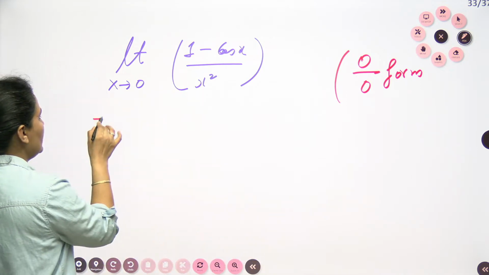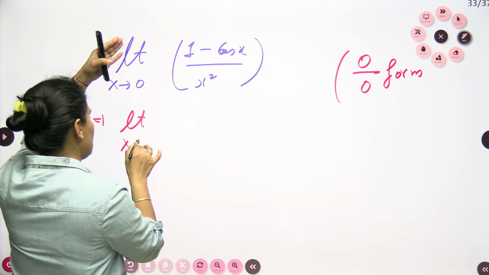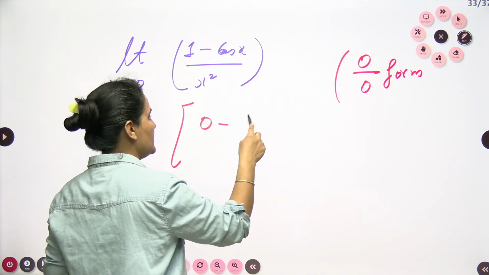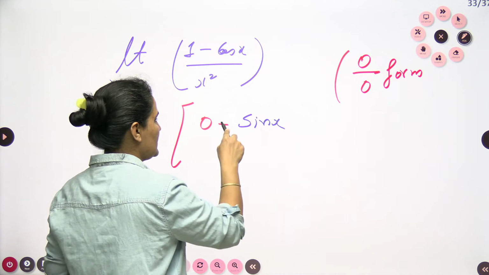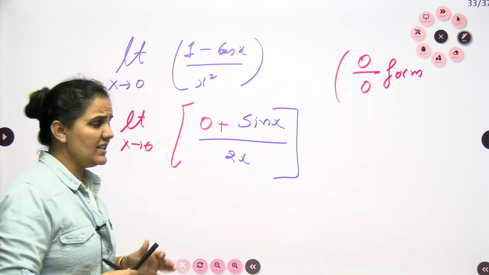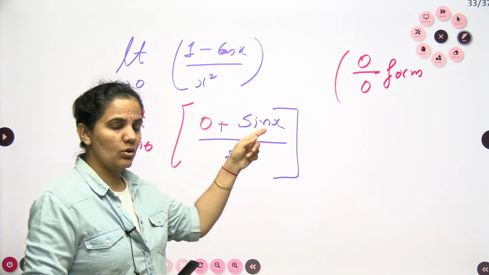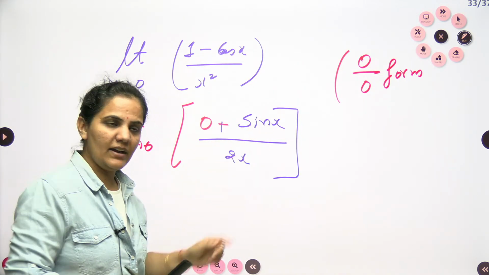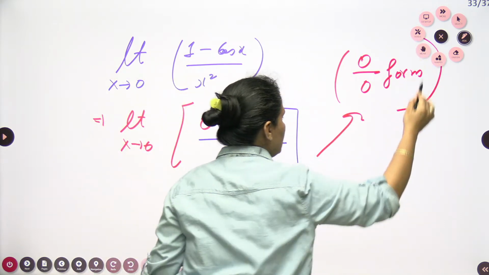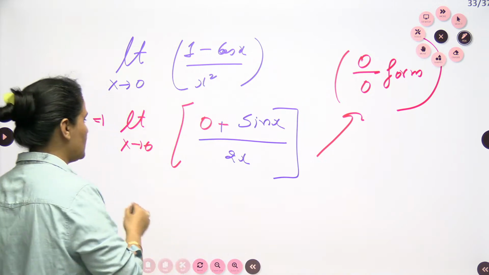So here I will go with the L'Hospital rule, limit x tends to 0. Differentiation of 1 is 0, differentiation of cos x is minus sin x, divided by differentiation of x square, which is 2x. If I put x equals 0, sin 0 is 0, and again we are having a 0 by 0 form. So again this is a 0 by 0 form. We need to apply the L'Hospital rule again.